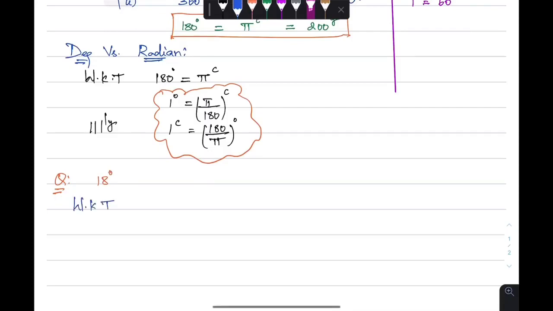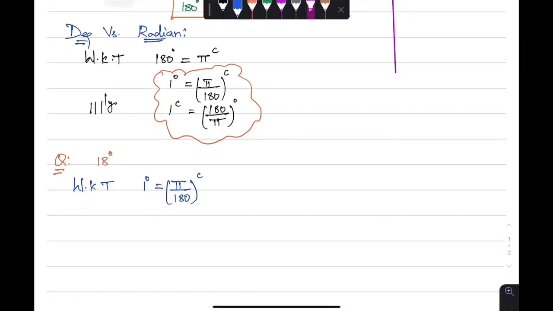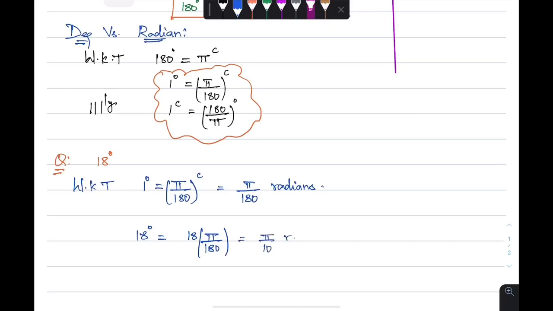We know that 1 degree is equal to, yes, very nice, pi by 180 radian. I would recommend you write this every time in all the problems, so that it gets registered. You can also write pi by 180 radian as it is mentioned in your book. So what will be 18 degree, children? Very simple, 18 into pi by 180 radians, which is actually pi by 10 radian. Very good. It's as simple as that, children.